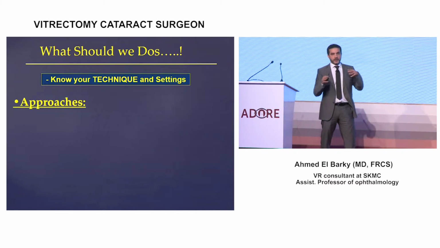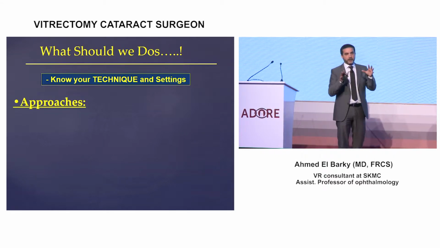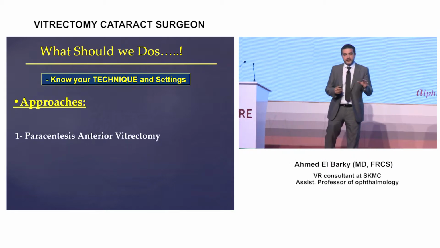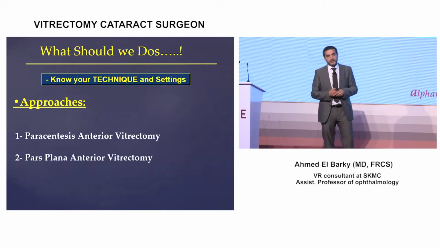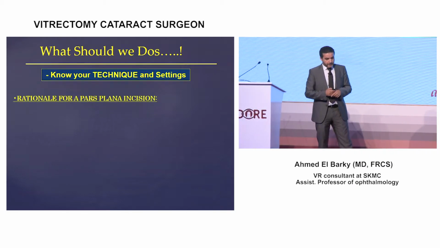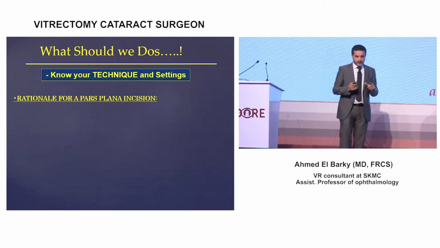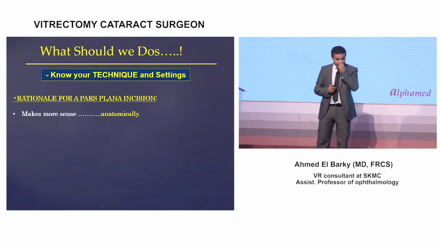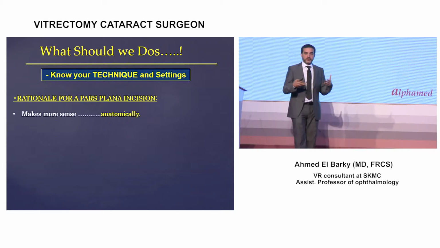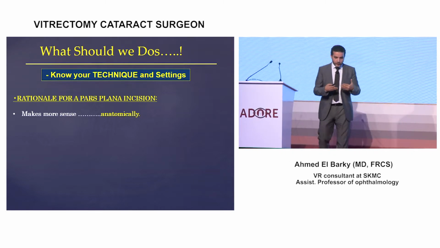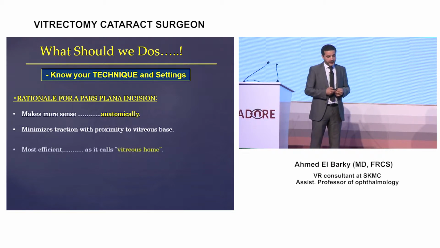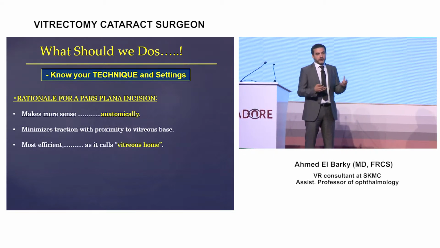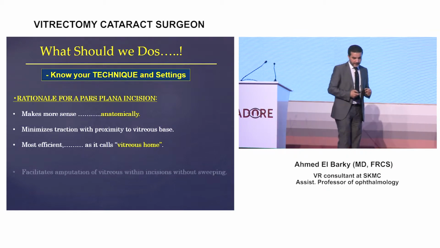So what are our approaches? If you're going to do anterior vitrectomy, we have 2 main approaches: either the paracentesis anterior vitrectomy, which is commonly done by the anterior segment surgeon, or the pars plana anterior vitrectomy. What is the rationale for the pars plana? Personally, I prefer that approach, because it makes more sense anatomically. You are approaching the vitreous through the pars plana, so you are anatomically closer, and this also minimizes the traction by being very close to the vitreous base. And it's most efficient because you are calling the vitreous back home again.